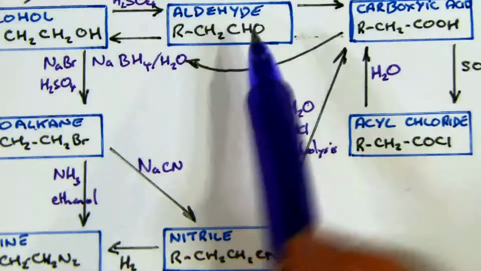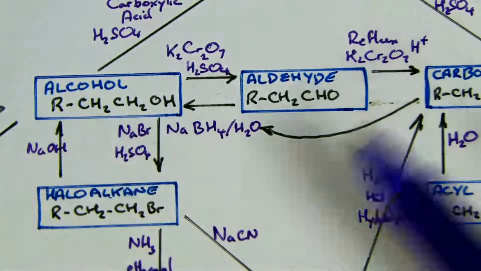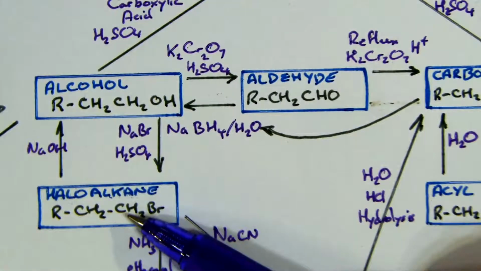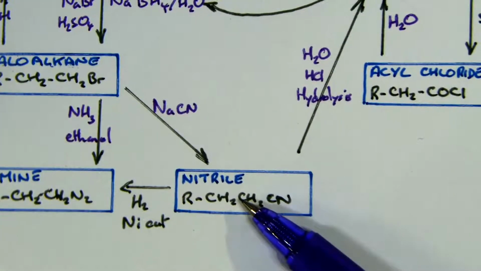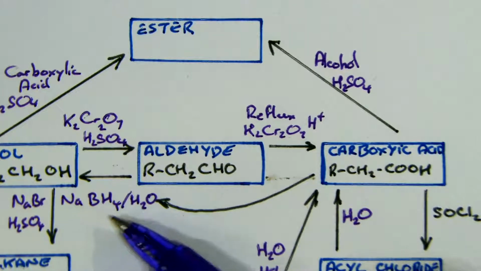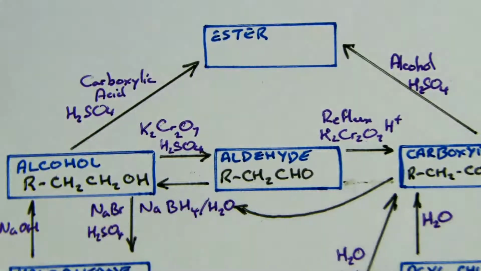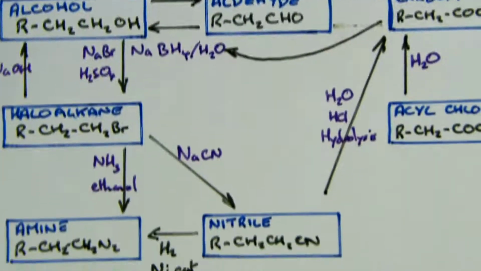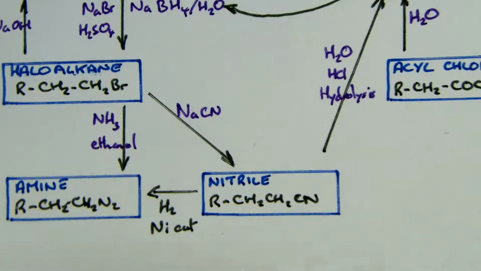And in this way, I can start with an alcohol. I can go to a haloalkane, to a nitrile, to a carboxylic acid, and then using sodium borohydride, go back to an alcohol, and I have added a carbon to a chain. And this is really quite useful.